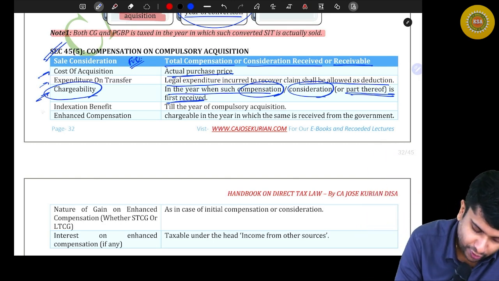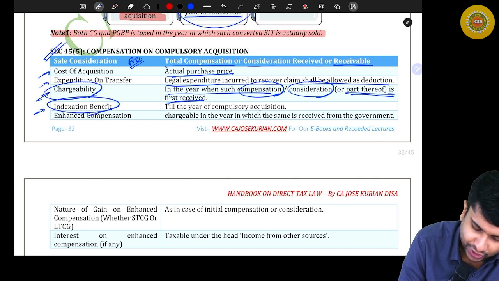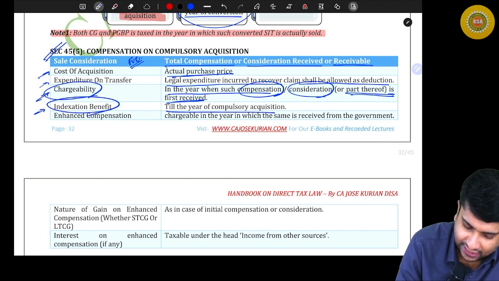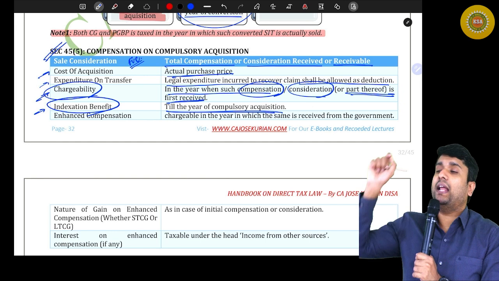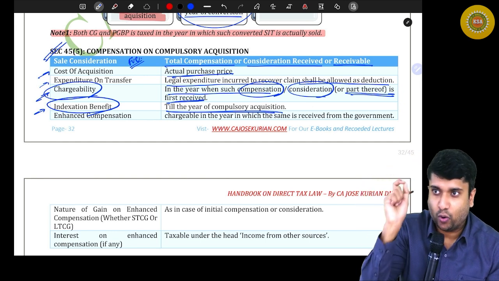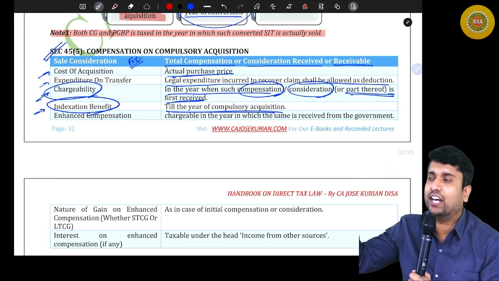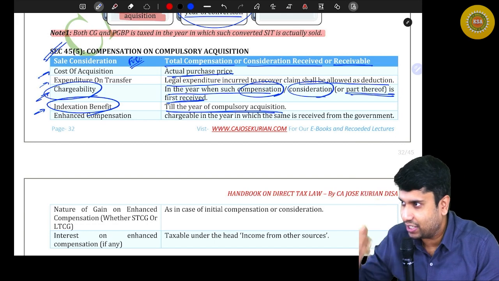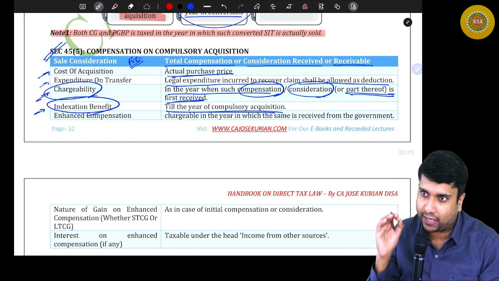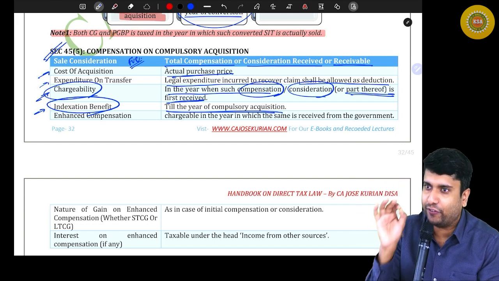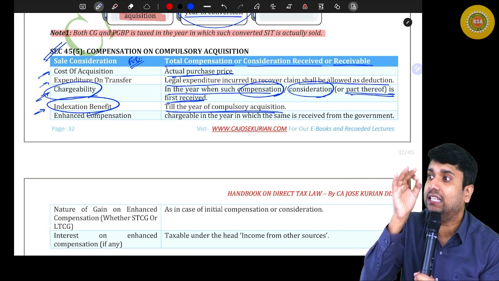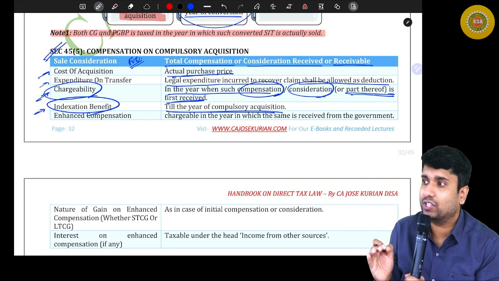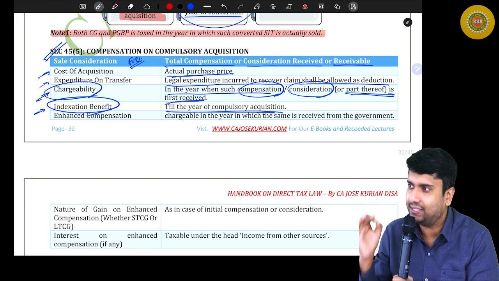Now, moving on to the next one. How about the indexation? You will receive the indexation till the year of compulsory acquisition only, not till the year of receipt of compensation. If the asset is a long-term capital asset, you can claim the benefit of indexation, but only till the year of compulsory acquisition, not after that. I hope it is clear.